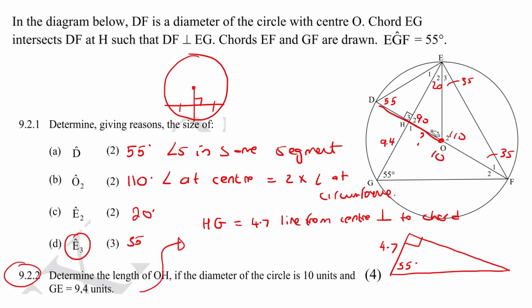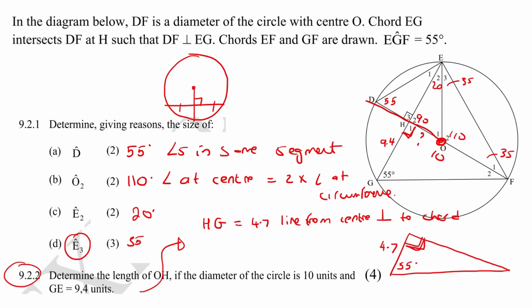So here we have it. We've got the center, we've got a line hitting a chord at 90 degrees. So that chord, which is this one here that I'm showing in red now, would have to be cut in half. So that means this piece would be 4.7 and this piece would be 4.7. So we now have that.